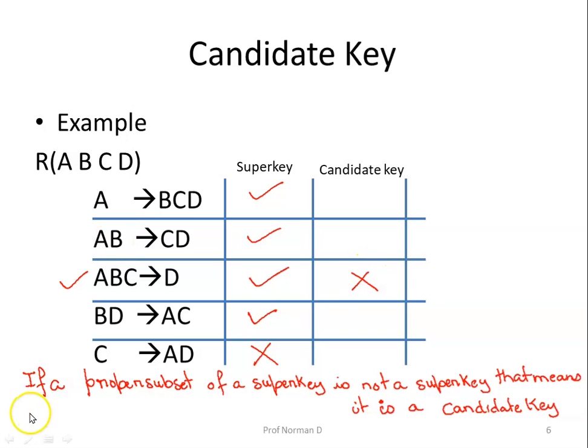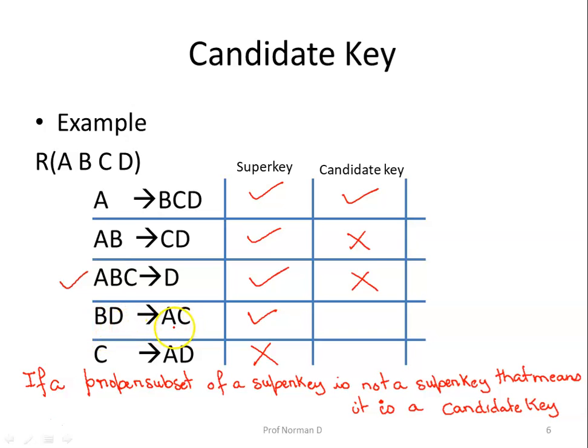We move to the next FD. AB gives you CD. Now, a proper subset of AB is A. Now, A is also a super key. That means AB is not a candidate key. Now, we are left with only one. So, we do not have any subset of this. So, I can say that A is a candidate key.